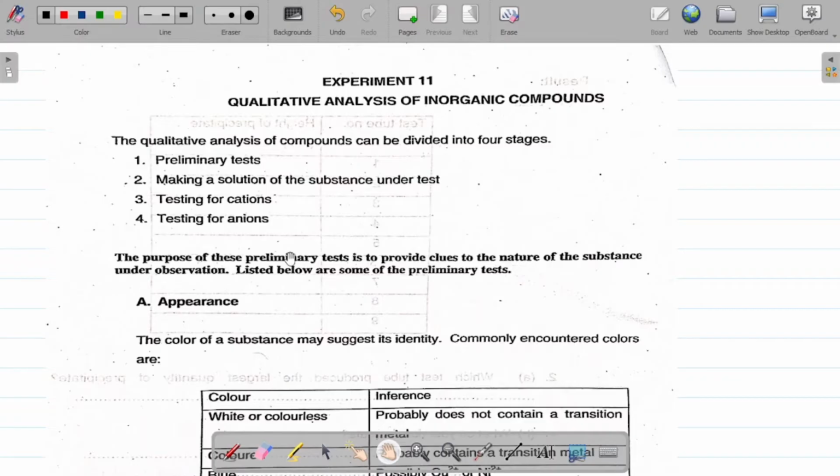They said the purpose of this preliminary test is to provide clues to the nature of the substance under observation. Listed below are some of the preliminary tests, so you can go through the study of all of what you have there. I'll just focus more on how to fill up the practical manual. So let's go straight to the exercise that was given.